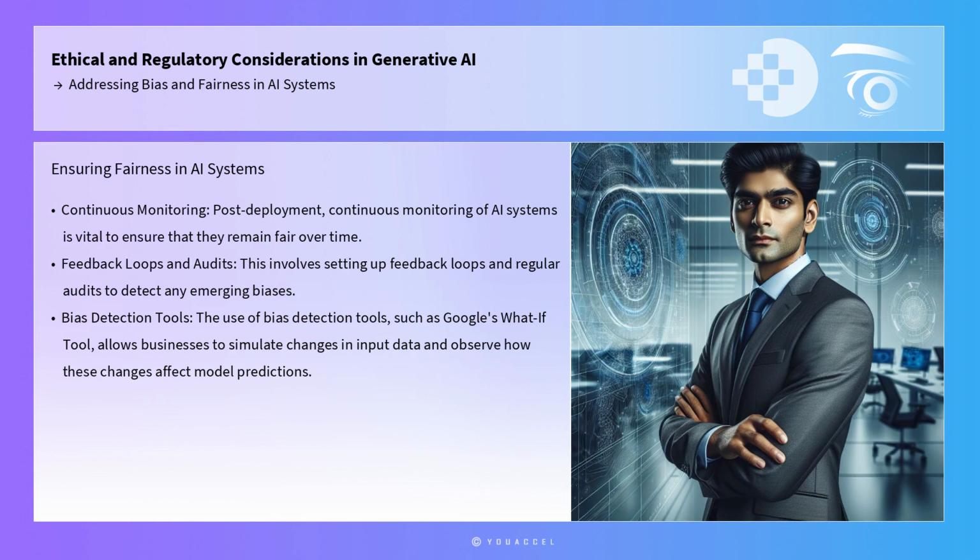Post-deployment, continuous monitoring of AI systems is vital to ensure that they remain fair over time. This involves setting up feedback loops and regular audits to detect any emerging biases. The use of bias detection tools, such as Google's What If tool, allows businesses to simulate changes in input data and observe how these changes affect model predictions. These tools can highlight unintended biases that may develop as the system interacts with new data in real-world environments.